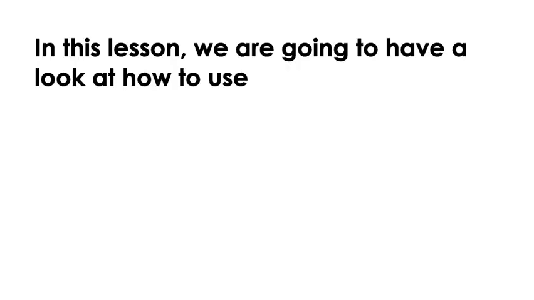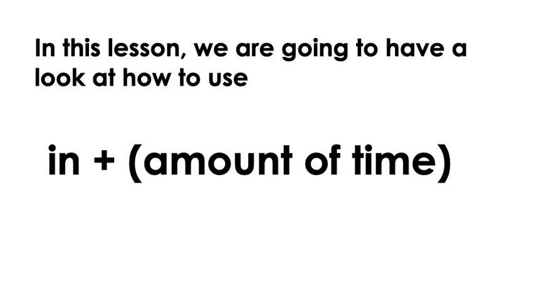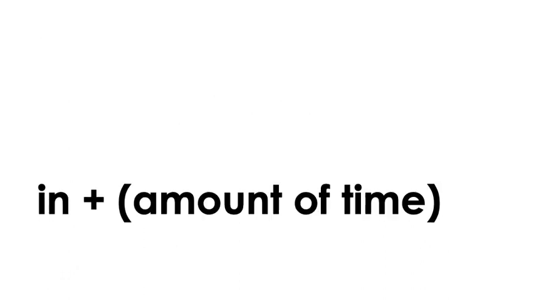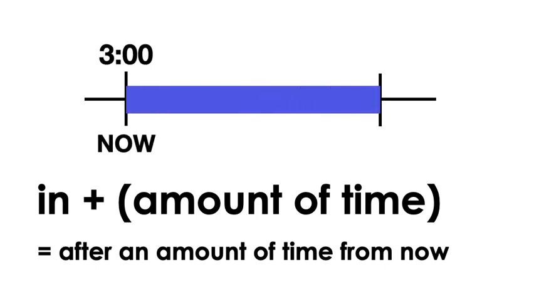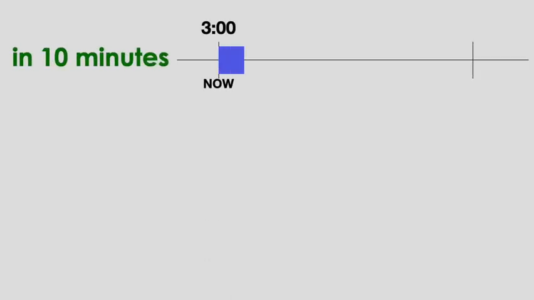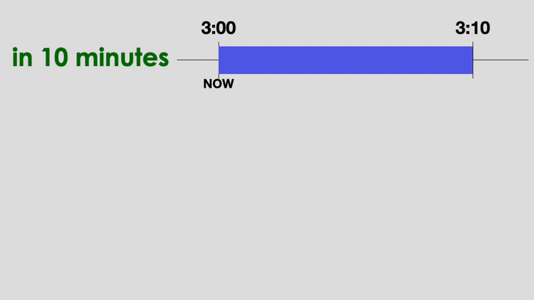In this lesson, we are going to have a look at how to use in plus an amount of time. We use in plus an amount of time to talk about after an amount of time from now. For example, if now it's 3 o'clock, in 10 minutes it will be 3:10.